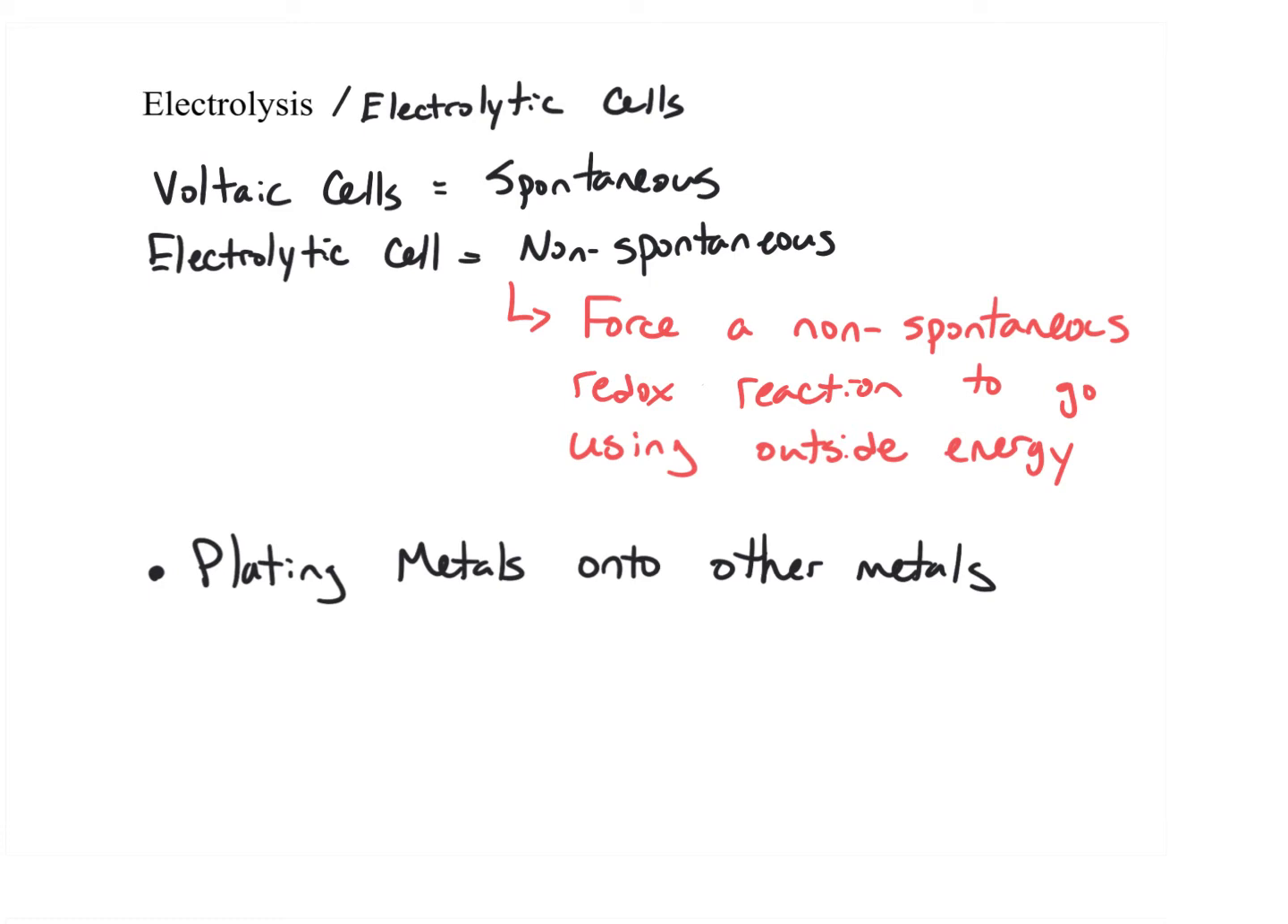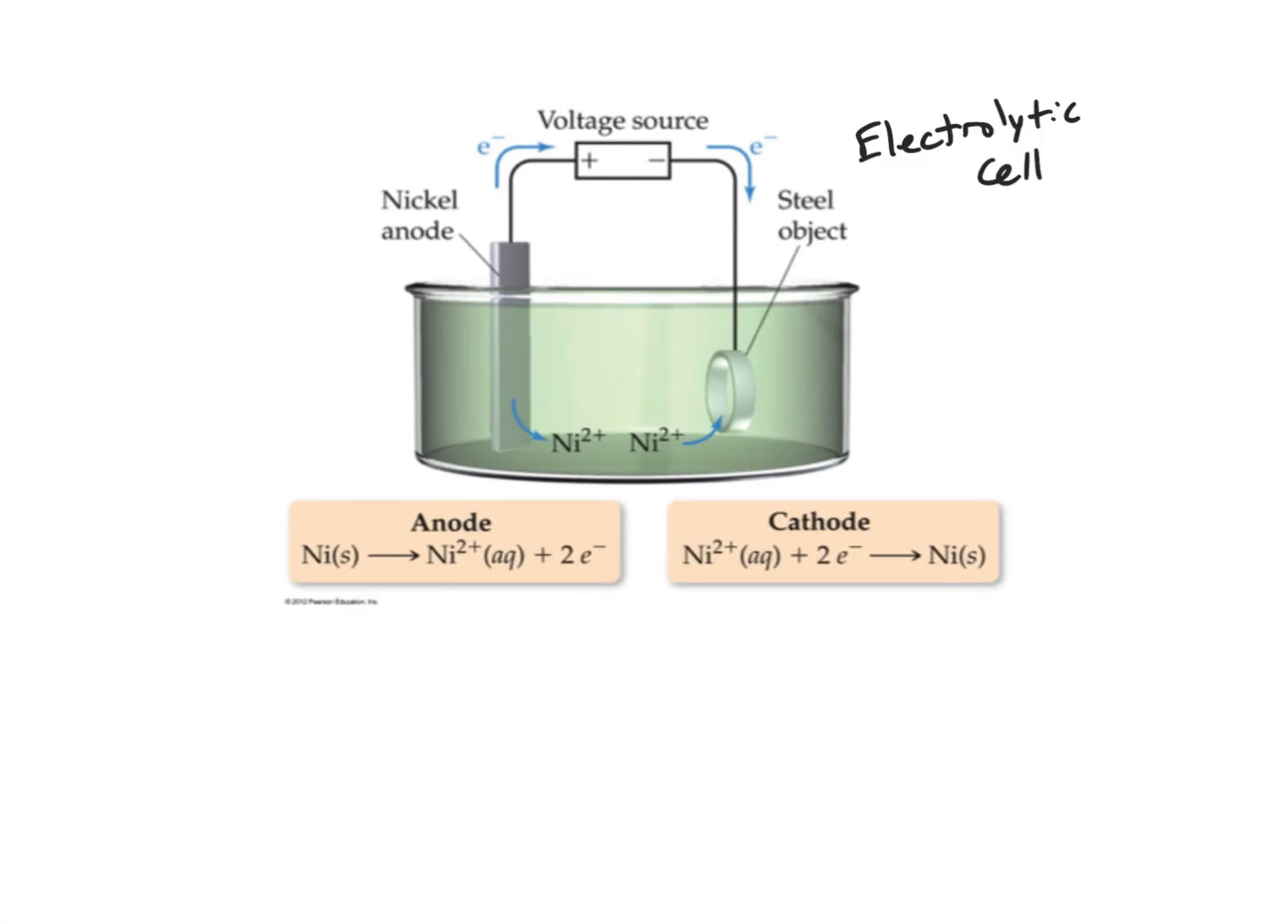Now, I've tried to do this in lab, but there's lots of variables that go into this. But I have successfully plated zinc onto a copper penny. It wasn't pretty, but I did it using a high voltage power supply. You're looking at an electrolytic cell, and the goal of this electrolytic cell is to take a piece of steel and plate some nickel ions onto it so it has a nice nickel shine to it.